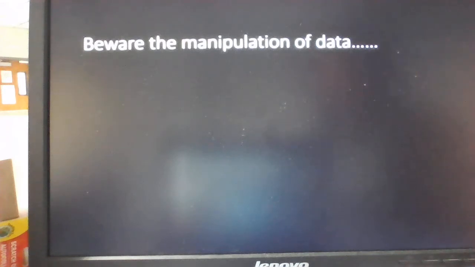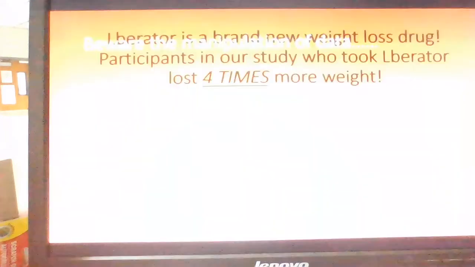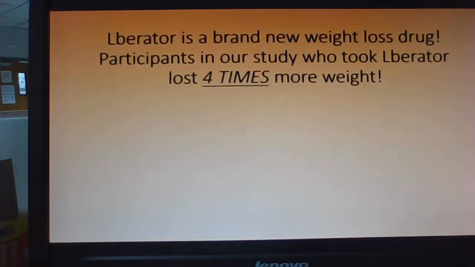We have to watch out for the manipulation of data, because surely by now you've graphed things in several different ways, but you may have noticed that sometimes graphs can be a little bit different. So people are able to manipulate data, and advertisers like to do this all the time in order to kind of suck you in and get you to buy their product.